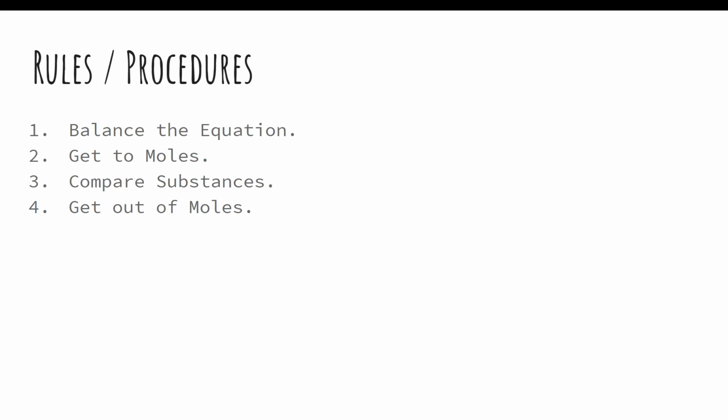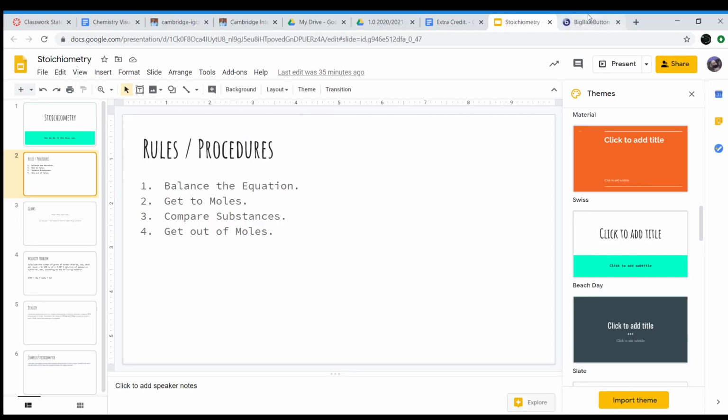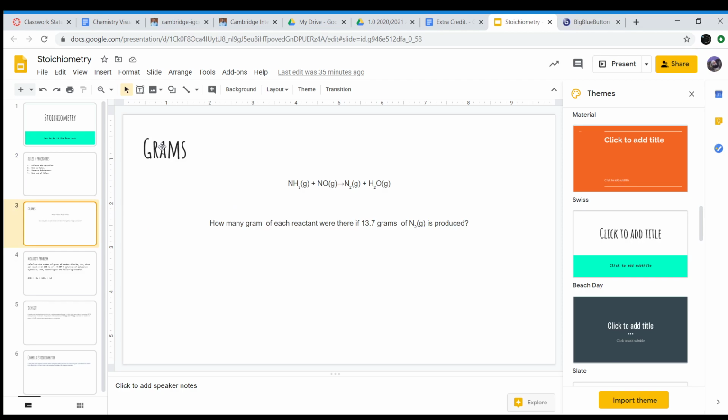And if you break it down and always think about a stoichiometry problem as only being these four things, it should make going through and problem solving the different types of stoichiometry problems easier for you. So without much more, we're going to move over to our first question.